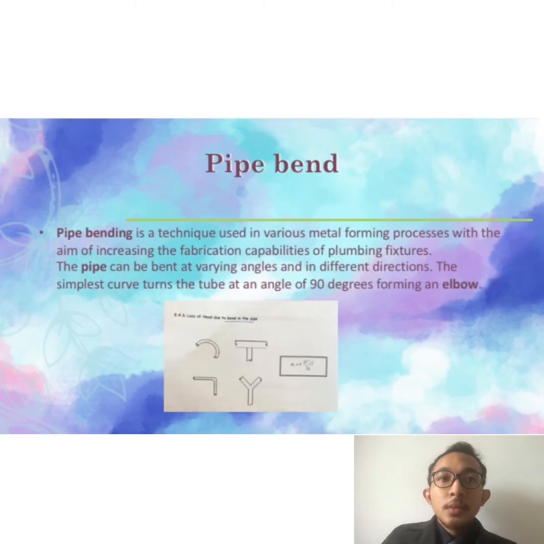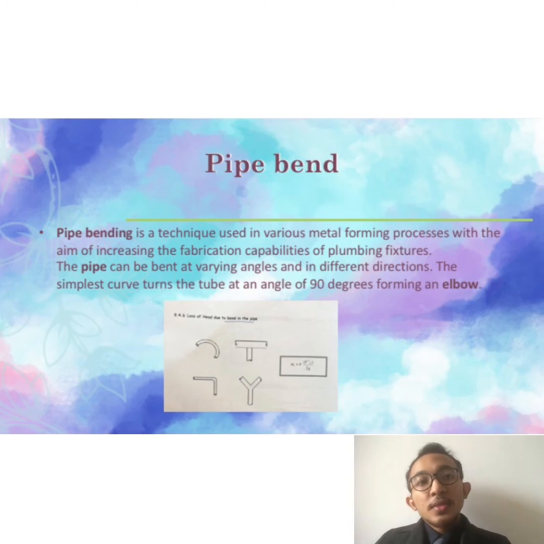Pipe bend. Pipe bending is a technique used in various metal forming processes with the aim of increasing the fabrication capabilities of plumbing fixtures. The pipe can be bent at varying angles and in different directions. A simple curve turn in the tube at an angle of 90 degrees forms an elbow.